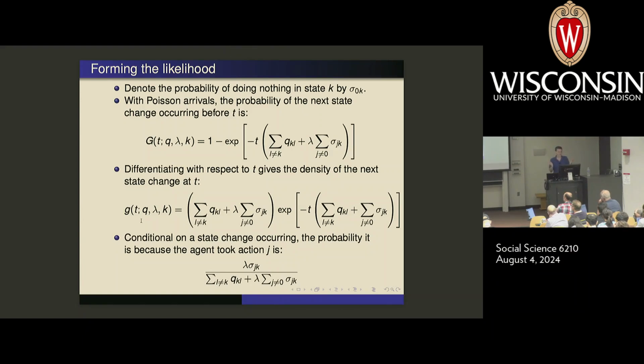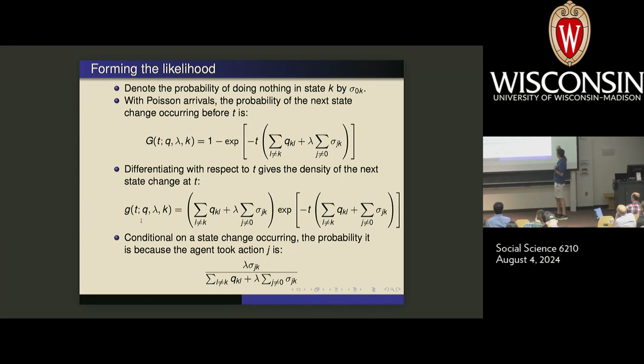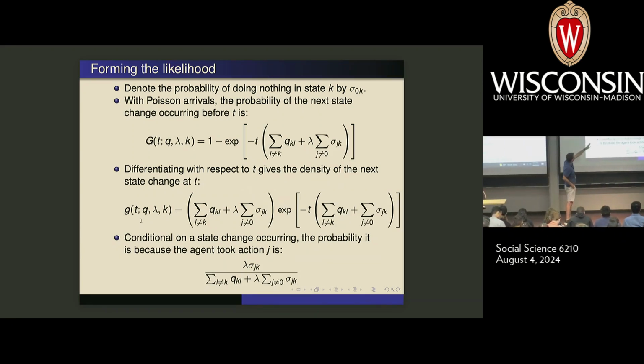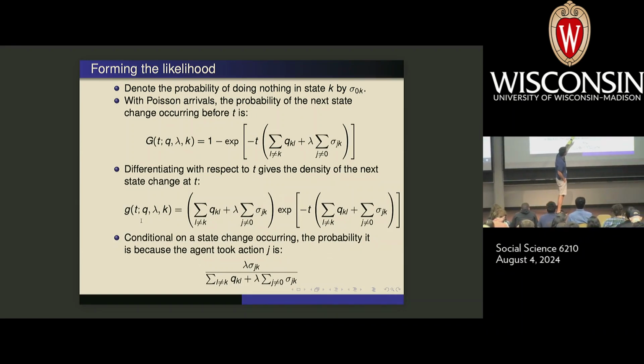Okay, so forming the likelihood. What we want to think about is just denoting the probability of doing nothing in state K by sigma 0K. So right now I'm going to work in the case where you see everything and just say, well, here's what the likelihood looks like, just so you get the idea. So with a Poisson arrival, probably the next state change occurring ends up being 1 minus EXP, and then you got this minus t times the sum of the rates, okay?